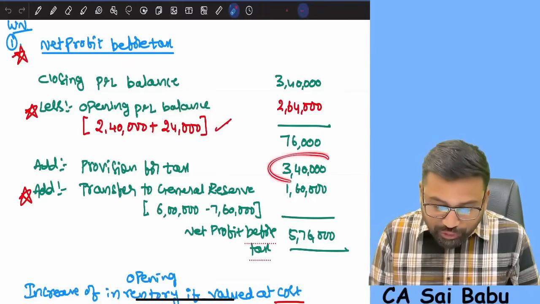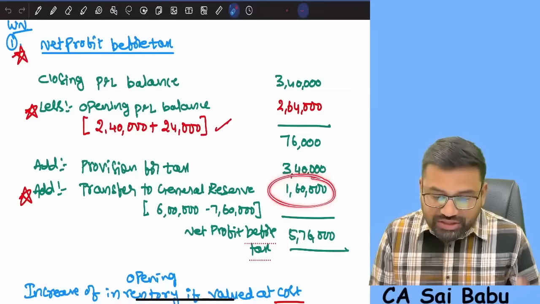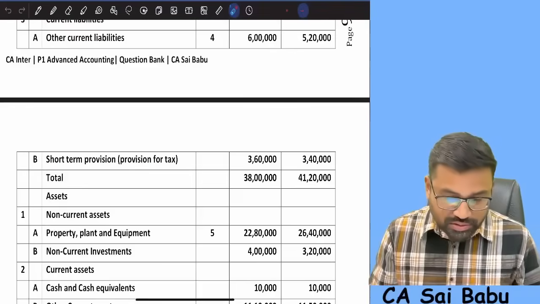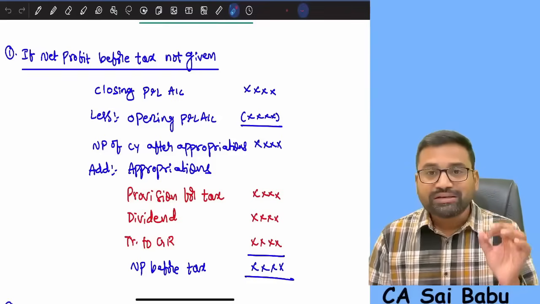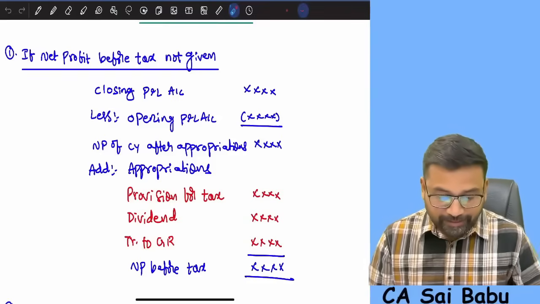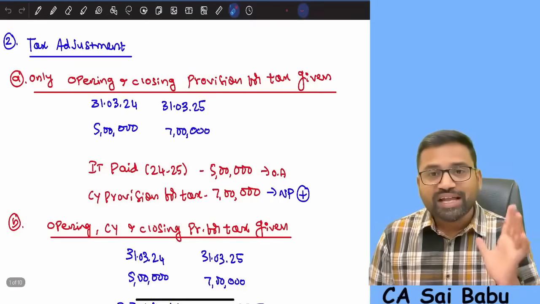But see, provision for tax and transfer to general reserve. Two things have been added. So you will get net profit before tax. So this is the first adjustment, ascertaining net profit before tax. Refer to question numbers 18 and 19. Next, sir, the tax adjustment.